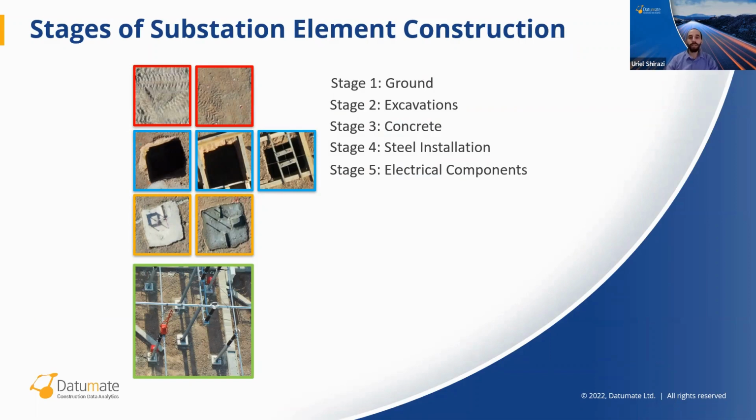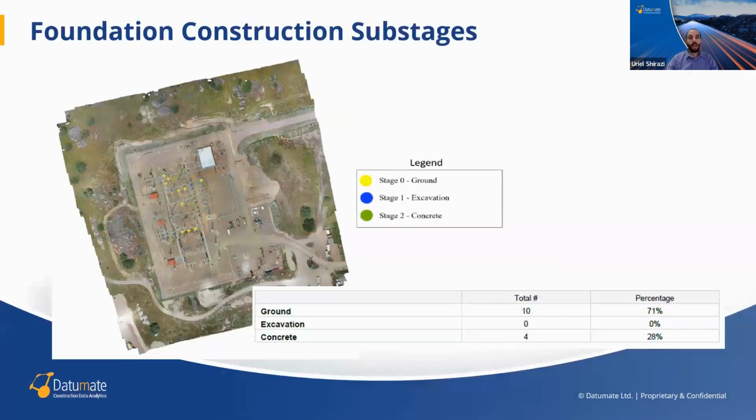By combining the information from the images, from the design, from the digital as-built that was generated in Datumate, the platform could have generated automated reports after each upload of a new model to Datumate. Like this report that provides the information about the different stages of the foundation work. For example, we can see that 10 piles or foundations haven't been started yet. They are still in the ground stage. 0 foundations are in the excavation stage. 4 piles were casted with concrete.